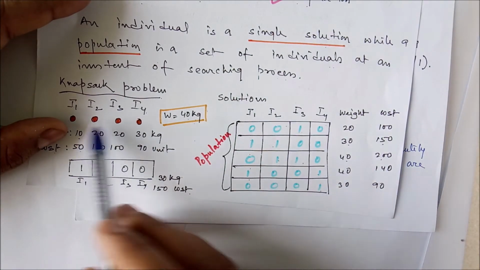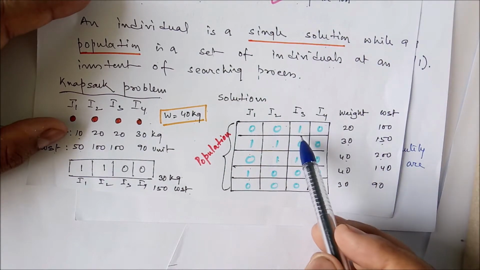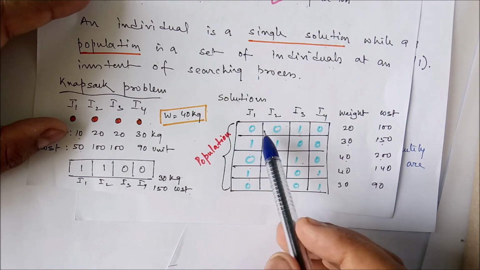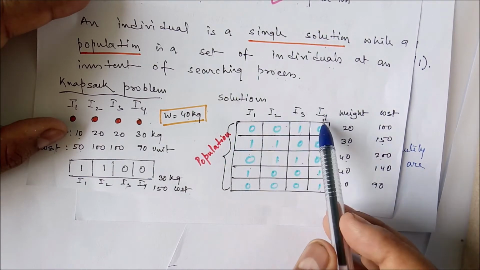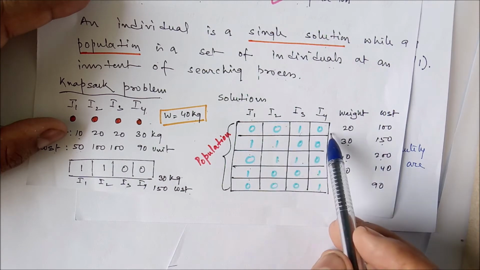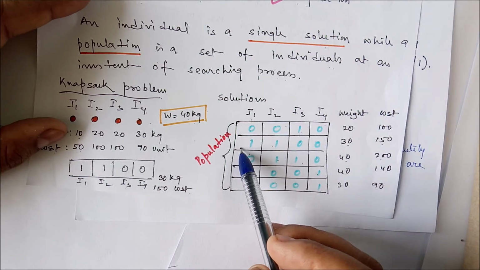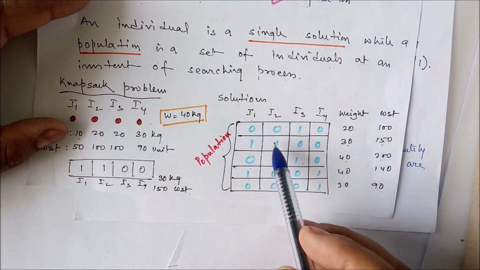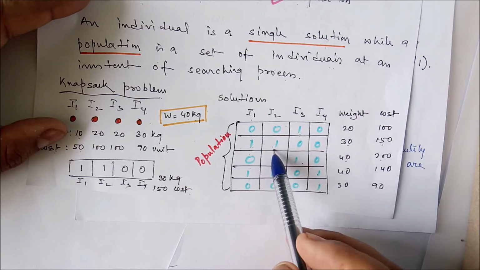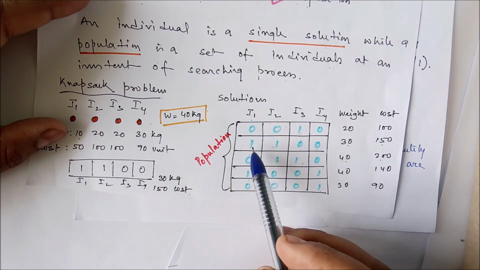Now 4 items are there. In that case, we have selected only the third item. That's why it is 1, and we are not selecting items 1, 2, 4, so the remaining are 0. Similarly, in the second solution, we have selected item 1 and 2, not item 3 and 4. That's why it is 1100.